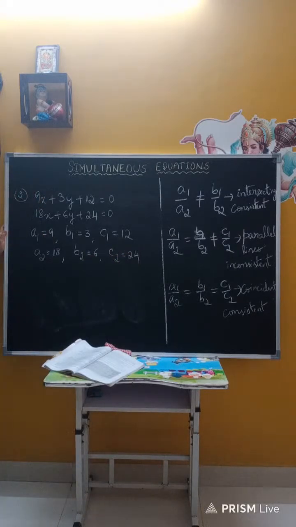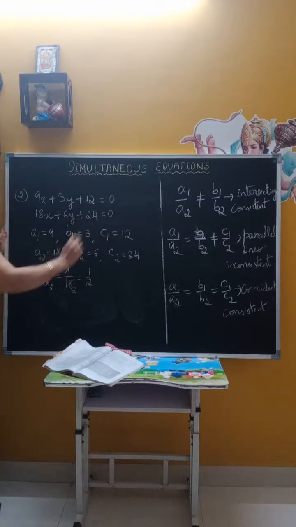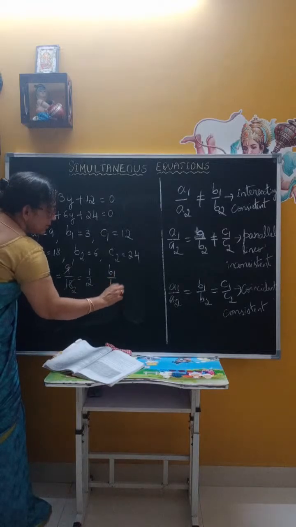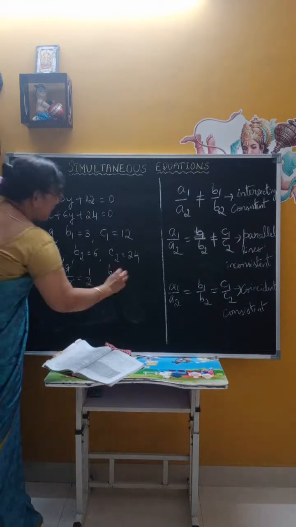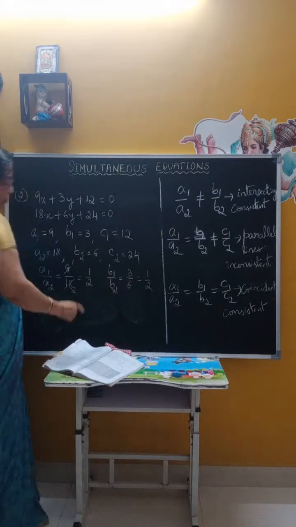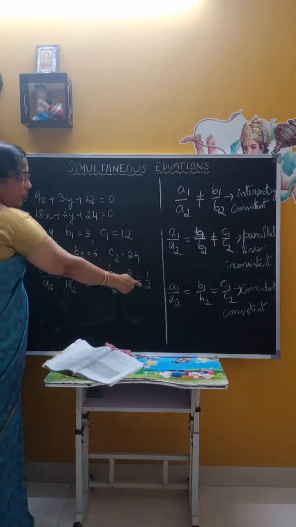Okay. Now let us find the first ratio a1 by a2. So a1 by a2 is equal to, what do I get now? a1 is 9 by a2 18. If you simplify, you will get 1 by 2. Let us find b1 by b2 now. b1 by b2 is equal to 3 by 6. This is also equal to 1 by 2. Yes, we got a1 by a2 is equal to b1 by b2.